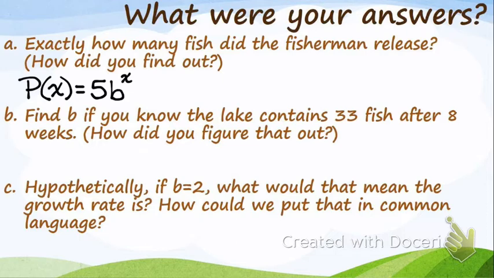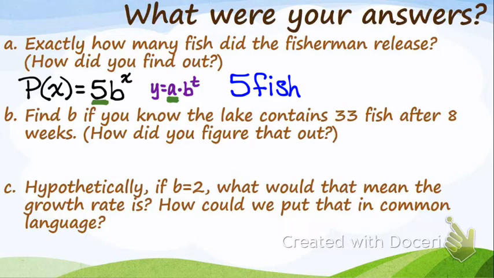How many fish did the fisherman initially release into the lake? 5. How did you know? Because it says the 5 with the P. Yep. So y equals A times B to the power of T. Our initial amount is right here. It's always the number that doesn't have an exponent on it. So even if they try to get tricky and flip it around, you're looking for the one without an exponent. That's your initial amount.